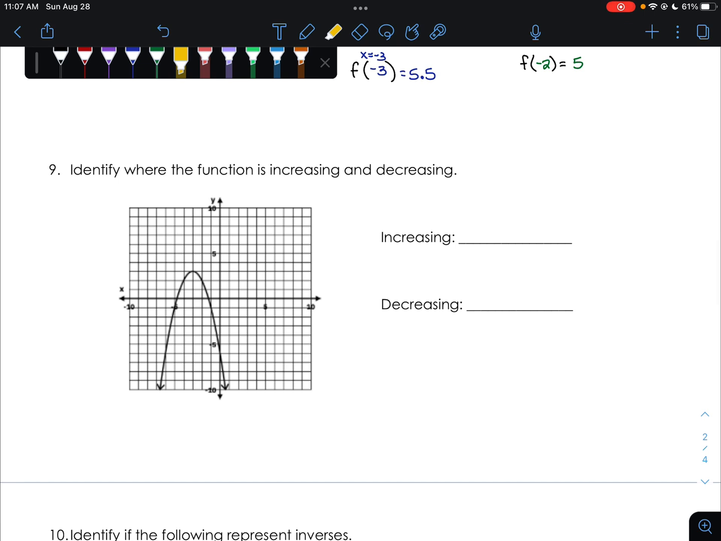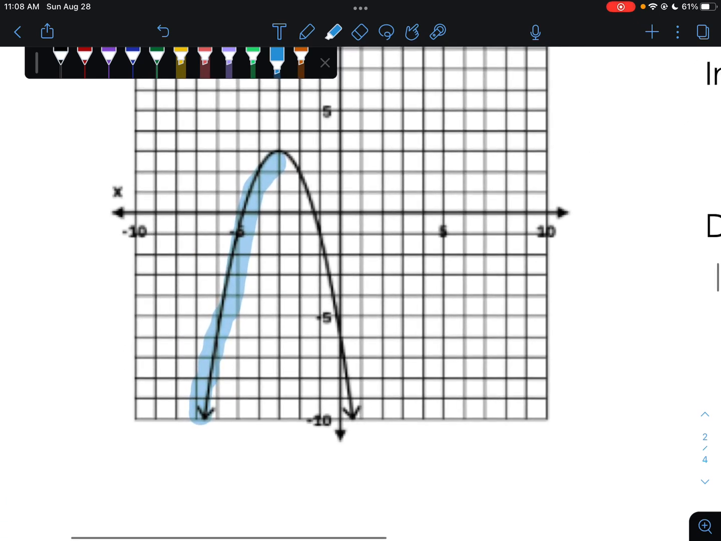Identify where the function is increasing and decreasing. So when you're doing these, remember you're talking about the domain of where it's increasing, the domain of where it's decreasing. So you're only looking at x values. And you start from the left side and you work your way to the right side. So if I look here, it is increasing from there to there. So I need to find this x value, which is negative 3.